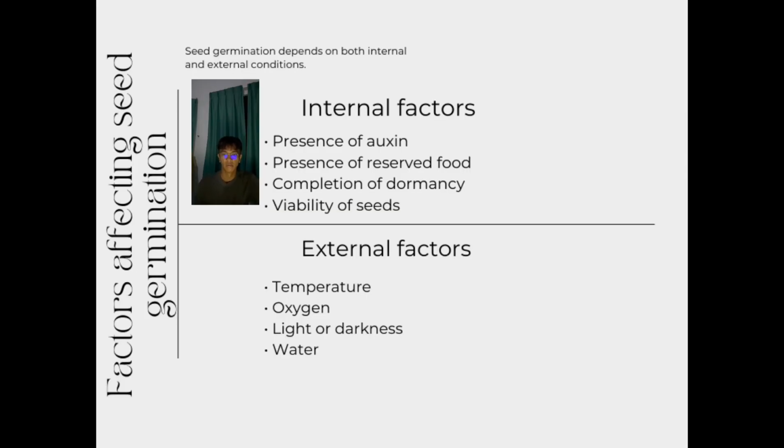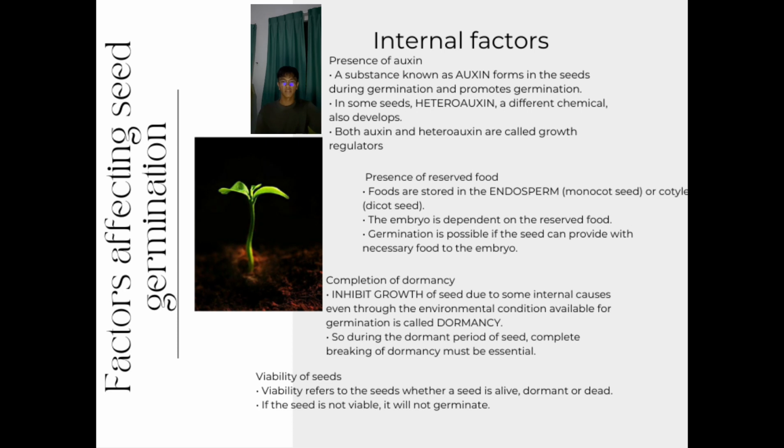Factors affecting seed germination. The germination of seeds is influenced by two factors, which are internal and external factors. The internal factors are the presence of auxin, reserved food, completion of dormancy, and viability of seeds, along with the external factors, or as what we call it, the environmental factors, consist of the right temperature, oxygen, water, and light or darkness. I will now start explaining each factor. Firstly, the presence of auxin.